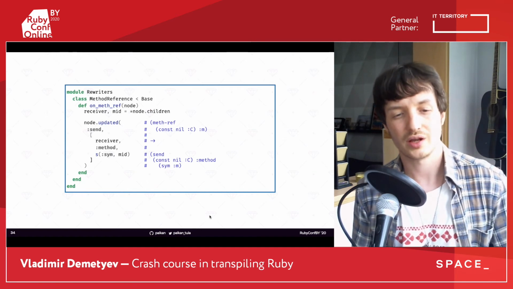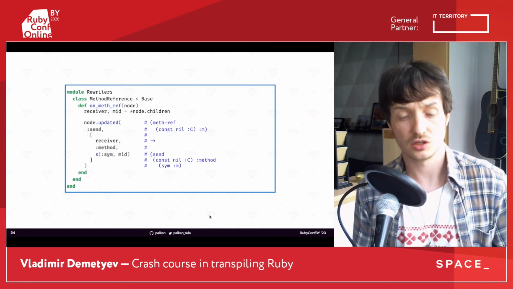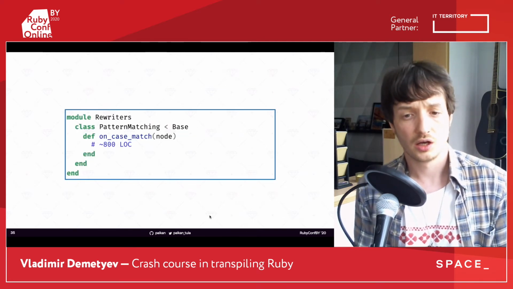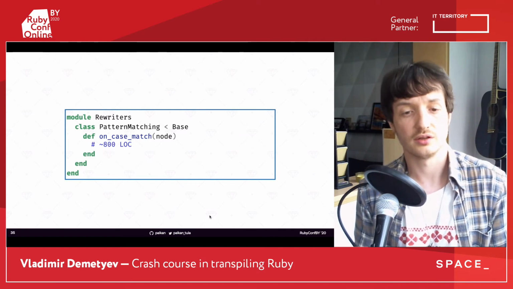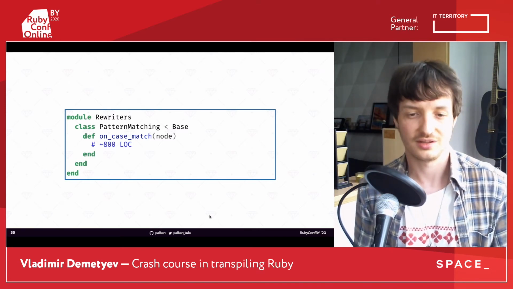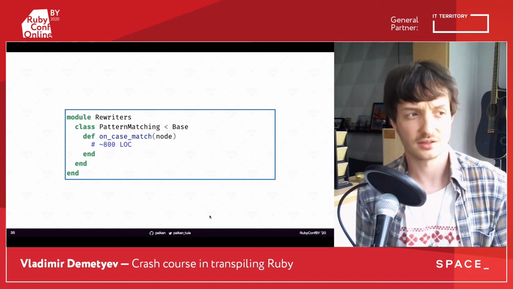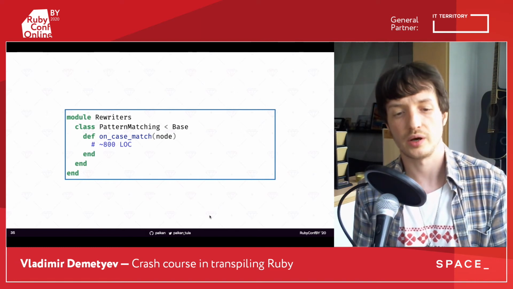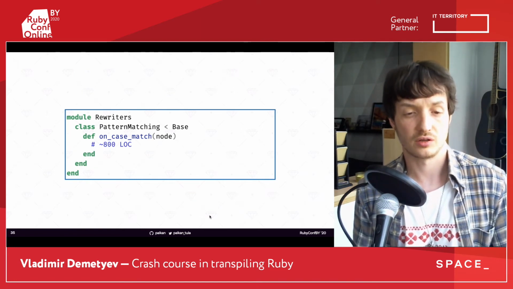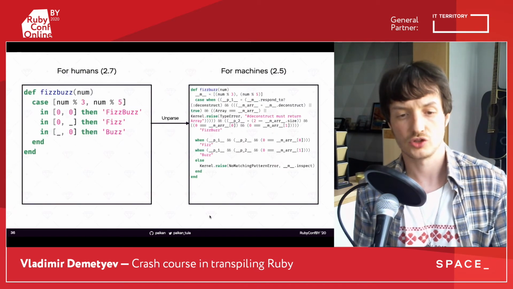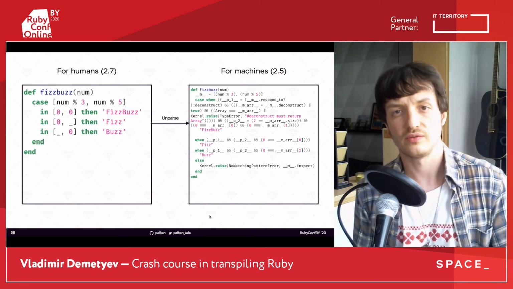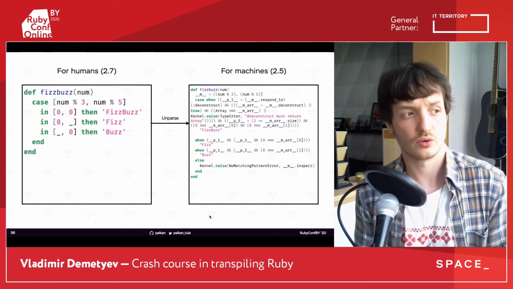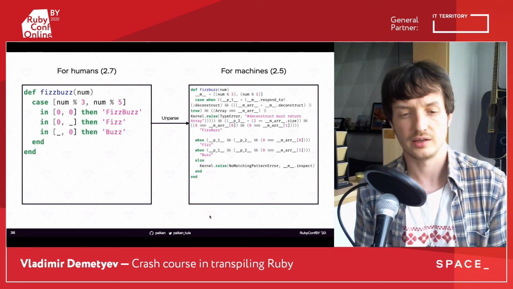If you take a look at the rewriter for pattern matching, it's almost 1,000 lines of code. Because pattern matching is not that easy. It's not just syntax sugar, right? It's a new functionality. So let's take a look at the result of transpiling a simple FizzBuzz program written with pattern matching into Ruby 2.5 compatible syntax using this approach by regenerating source code from the modified AST.